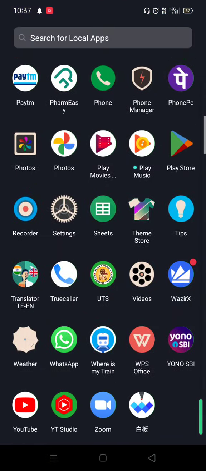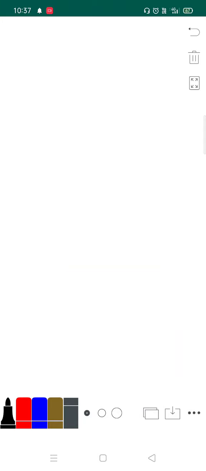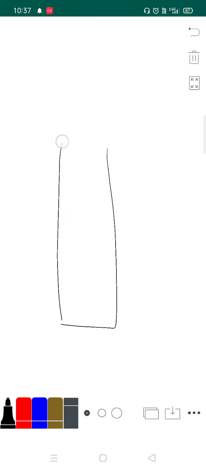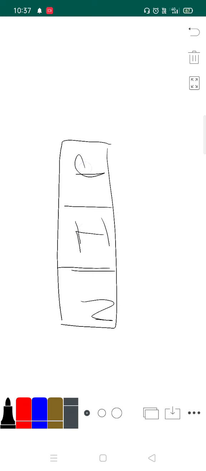Let me explain how it works. Let us take this is the n-type region. This is the intrinsic semiconductor. This is the p-type semiconductor.